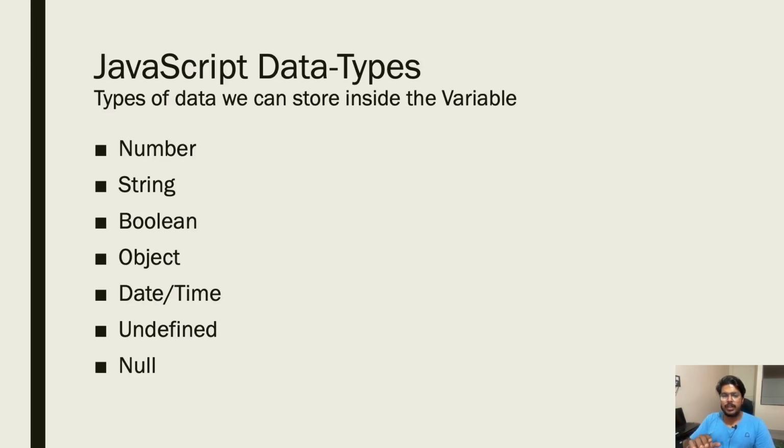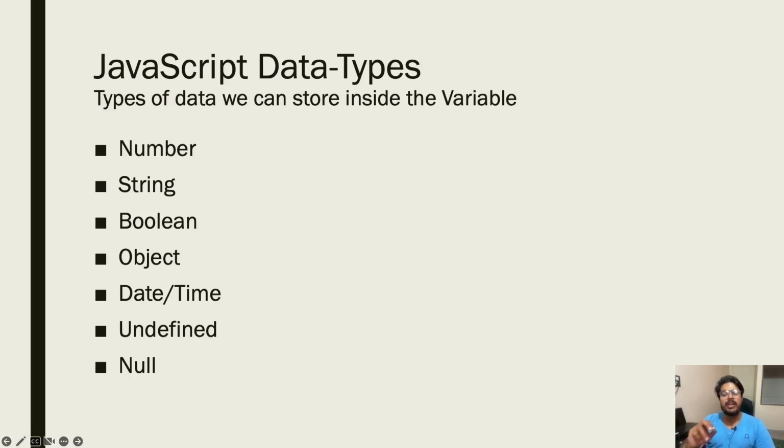Now we will come to undefined. What is the undefined data type inside our JavaScript? Suppose you have declared a variable, but you haven't defined that variable at that time. If you check the data type of that variable, it will give you undefined. That means a variable is present in our code, but we haven't assigned any value to that variable.